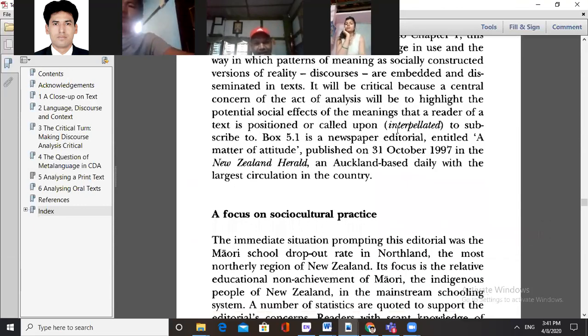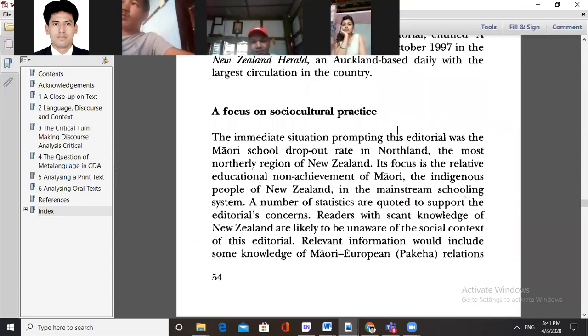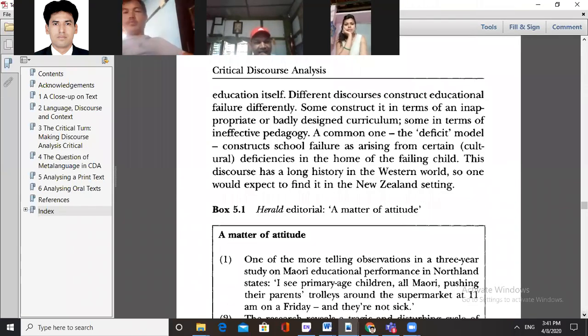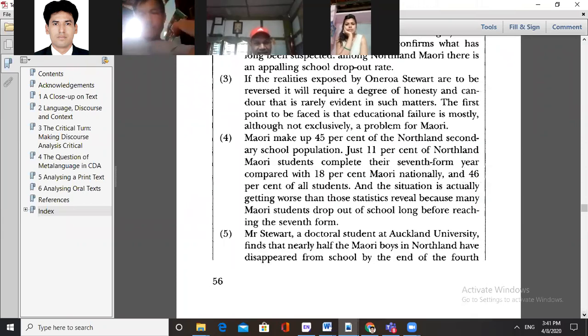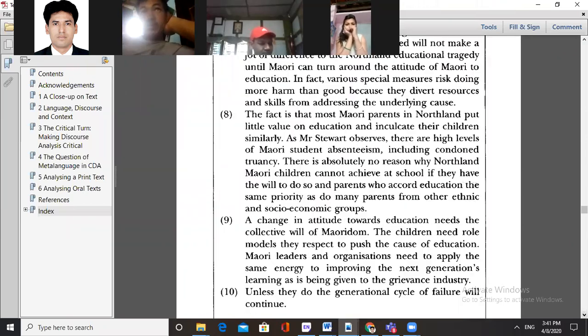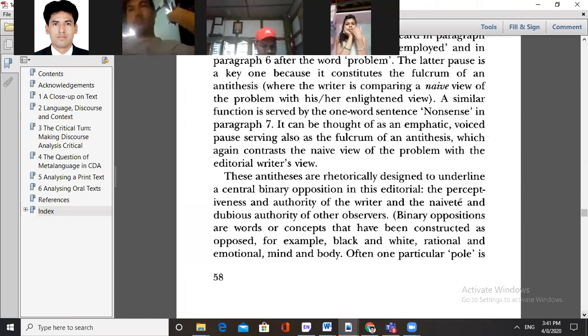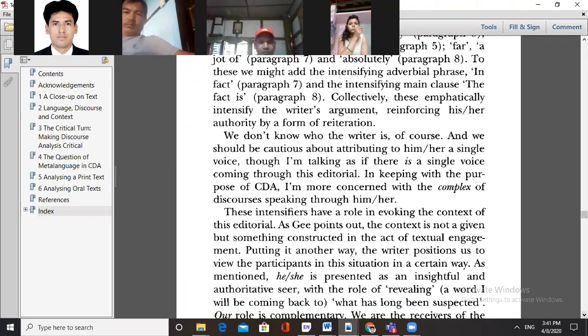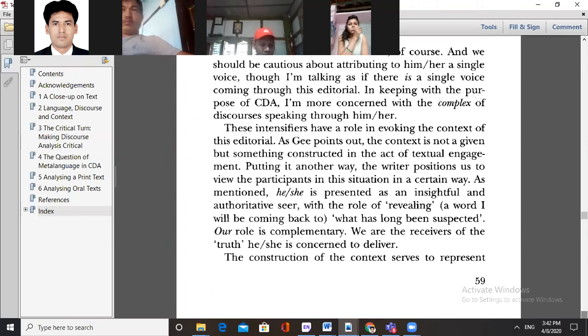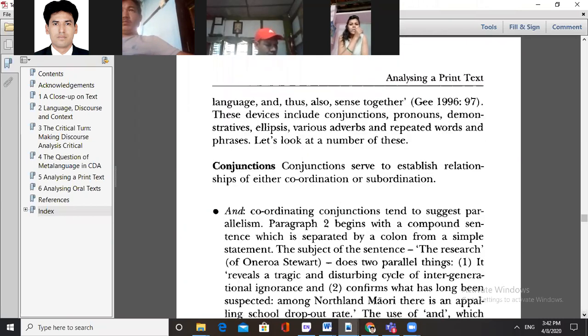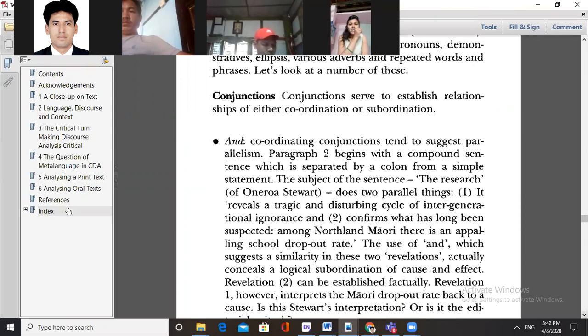A focus on socio-cultural practice. You can just see here. And then the next text: a matter of attitude, what to study, and how to analyze the printed text. You can get some ideas with examples from this text. I will send you. And then the conclusion. And the next one is oral also.